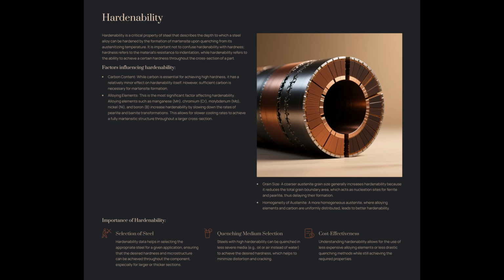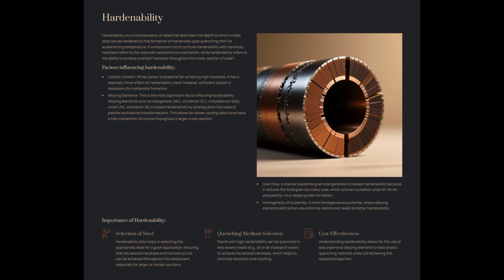Homogeneity of austenite. A more homogeneous austenite, where alloying elements and carbon are uniformly distributed, leads to better hardenability. Importance of hardenability. Selection of steel. Hardenability data helps in selecting the appropriate steel for a given application, ensuring that the desired hardness and microstructure can be achieved throughout the component, especially for larger or thicker sections. Quenching medium selection.